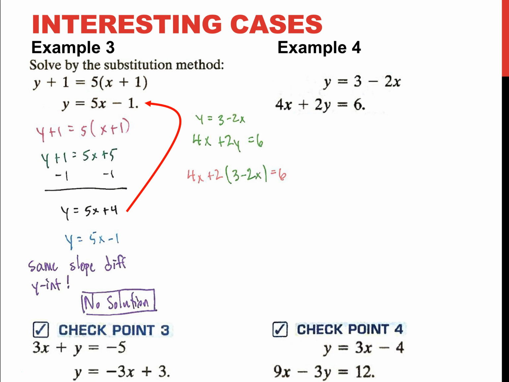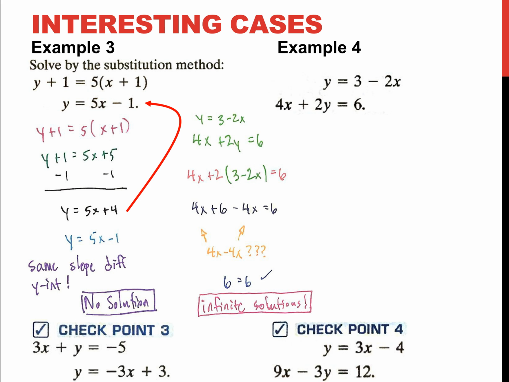If I see example 4, what I'm going to do is substitute in the y here to the second equation. And when I do, I distribute, and I have 4x and negative 4x. So I have that 4x minus 4x. What does that mean? That means it cancels out. And when it cancels out, 6 is equal to 6. Well, if 6 is equal to 6, I have infinite solutions.